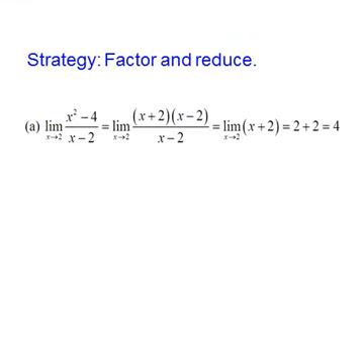In part A, you may notice that the numerator factors as x plus 2 times x minus 2, allowing us to divide x minus 2 from the numerator and denominator. 2 is in the domain of the reduced function, so now we can just plug it in for x to get 4.